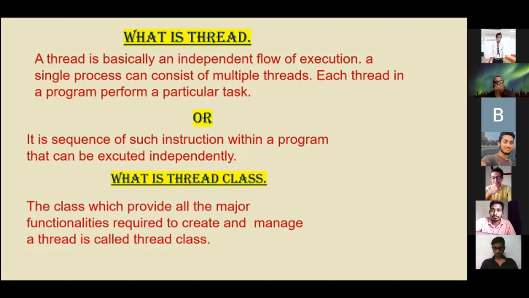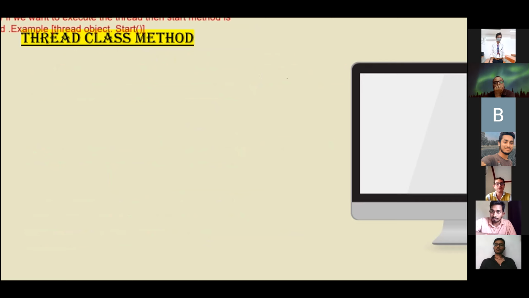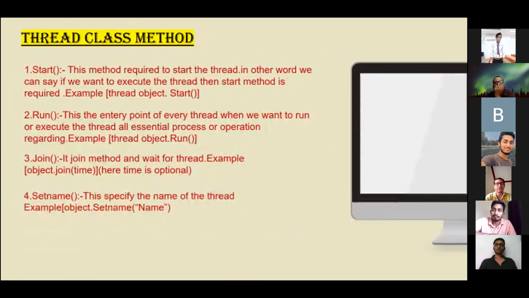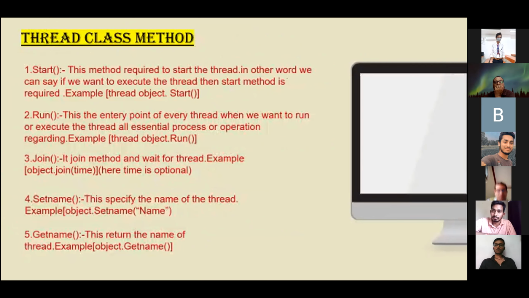Methods in the thread class. Okay, carry on. The class which provides all the major functionalities required to create and manage a thread is called the thread class. And there are different methods in the thread class. The first method is the start method, then the run method, then the join method, after that set name, followed by get name.